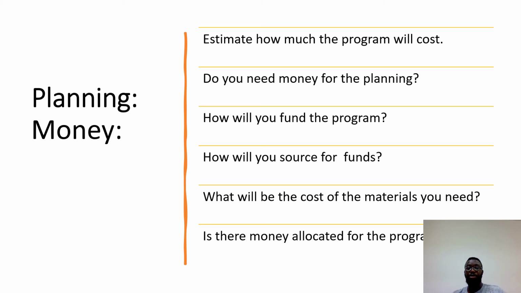Now, there is a thing you need to consider. In certain situations, you might be planning your program based on an available fund. If the fund is available, then that will determine how wide your program will be. But if you are planning the program without funds, then it is the program that you have planned that will determine how much money you will need. Okay, so when you know how much money you need, you now begin to ask yourself questions relating to how you will find the money to fund the program.